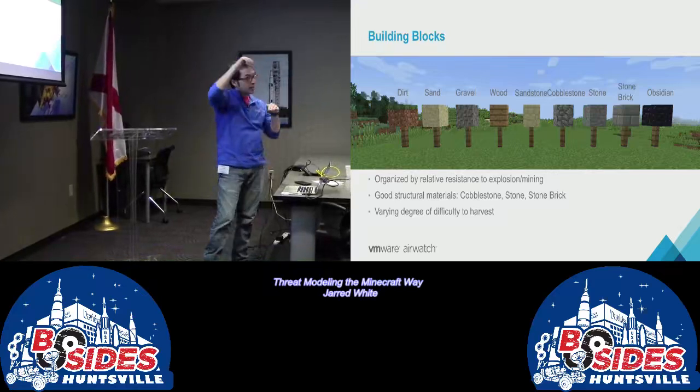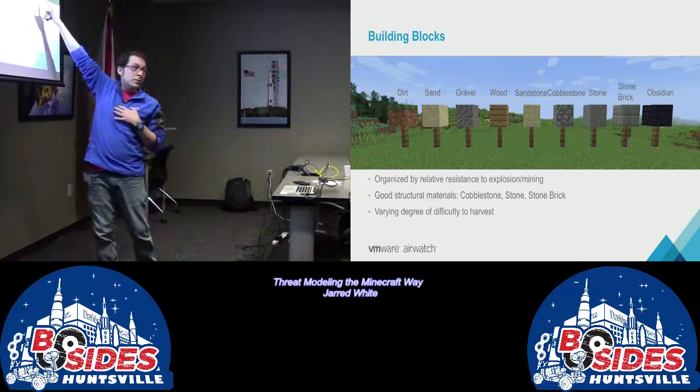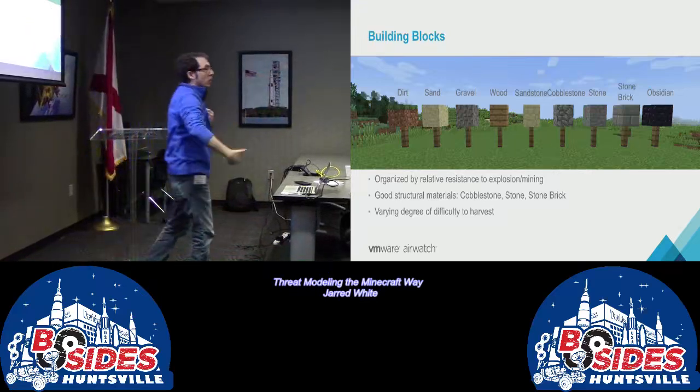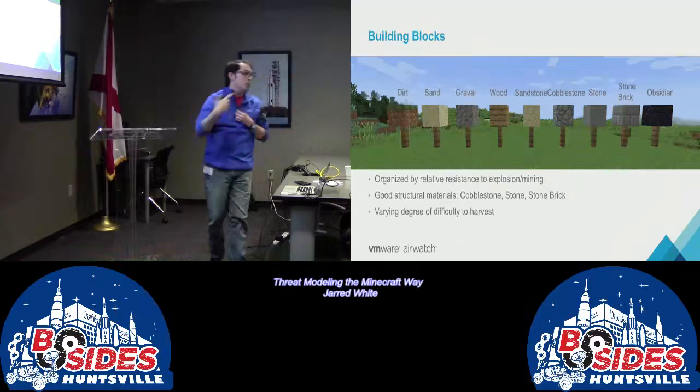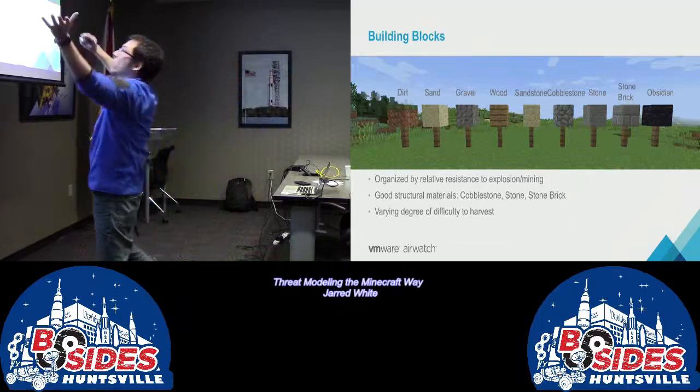So again, we have these escalating series of requirements and dependencies that mean if I want the strongest material in the game, I've got to mine and work for it to get the diamonds, to build the tools, to produce the strongest material in the game. So these are all organized from left to right in terms of strength.